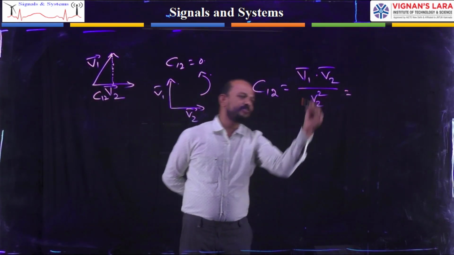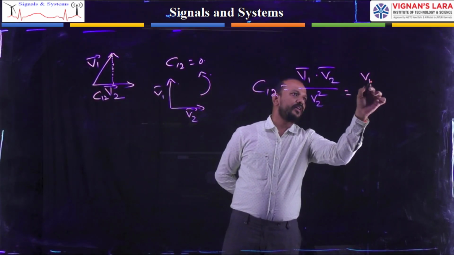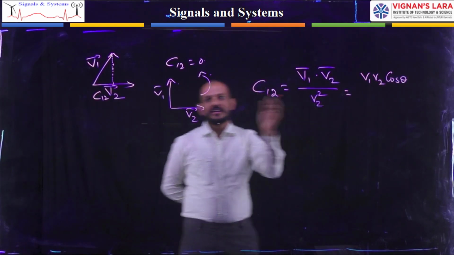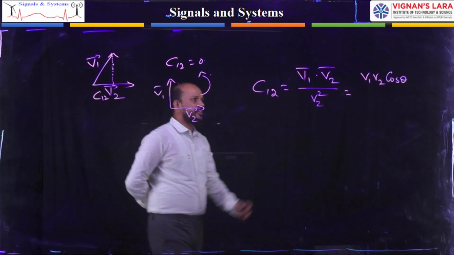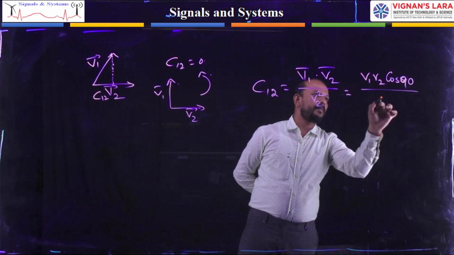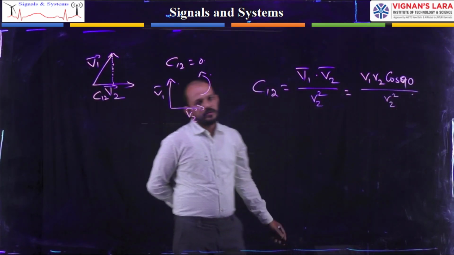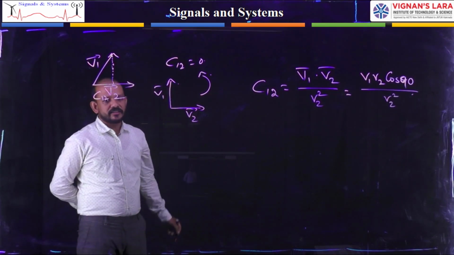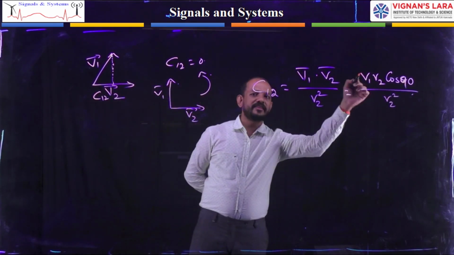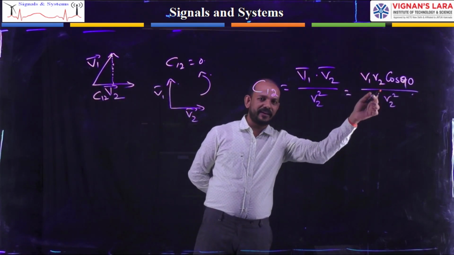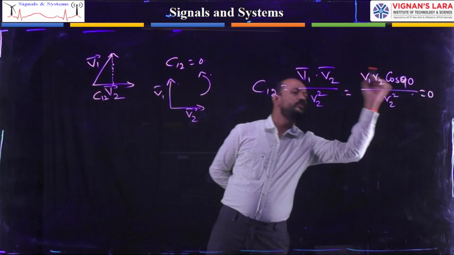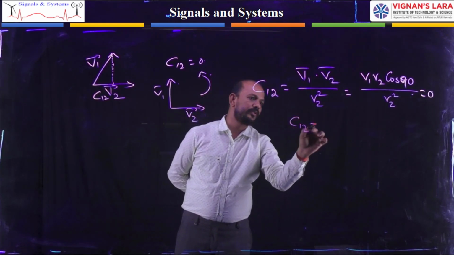So if I expand this, what can I write? v1 v2 cos theta. Here the theta value is 90. So v1 v2 cos 90 by v2 square. All of you know the value of cos 90. Cos 90 is 0. So 0 into anything is 0, and 0 divided by anything is also 0. So finally the value will be equal to 0. That is, c12 equal to 0.